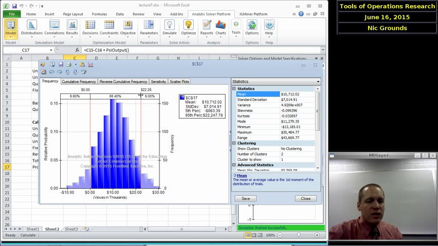We might also ask the question of, what's the likelihood that we make more than $15,000? So I can change one of these range values here again. So the likelihood we make more than $15,000 in profit would be 27.8%. That is, roughly there's a 1 in 4 chance that we'll make more than $15,000 of profit. But there's also a 6.6% chance we'll lose money, okay?